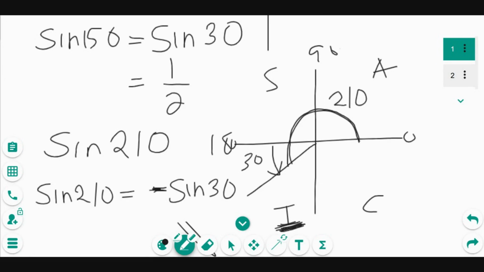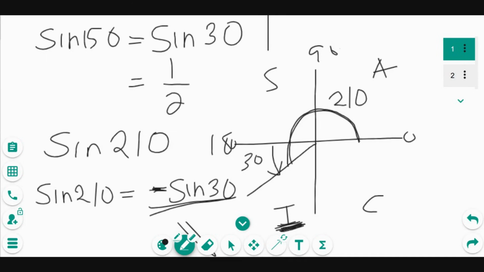Are we following up to that point? Very good. So the sine of 30 in the first quadrant is the same value as the sine of 150 in the second quadrant, and is similar to the sine of 210 in the third quadrant. The only difference is that in the third quadrant, sine is a negative, only tan is positive, and that causes this small change.